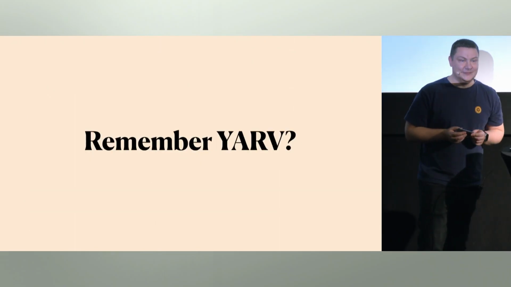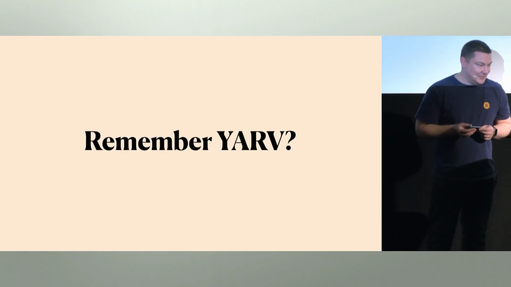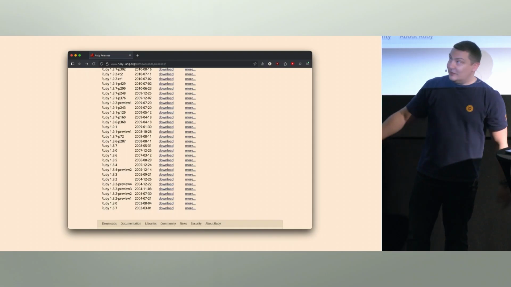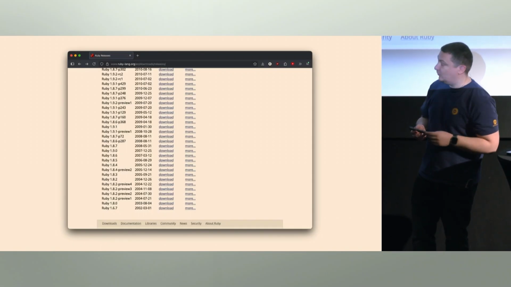Remember YARV? Started by Koichi Sasada. Yeah, so YARV is the second implementation of Ruby. At some point, it became the official Ruby, the C Ruby. But you can go further back and get the smaller, more original Ruby.